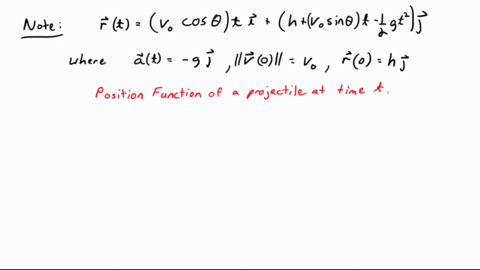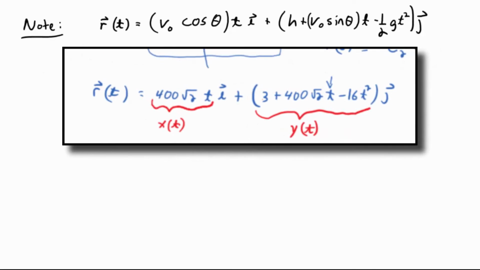So, I want to point something out. In our derivation, we could have kept this guy. Okay, how did we get that guy? It was V naught, generically it was V naught cosine theta, wasn't it? And then we still have the times t here. Then this guy was h, right? The initial height.